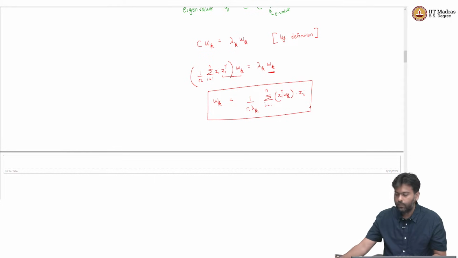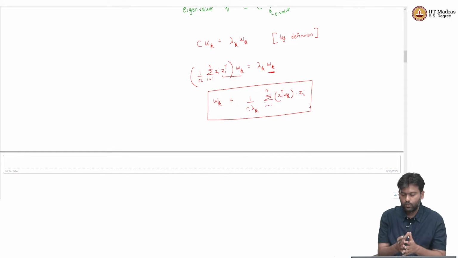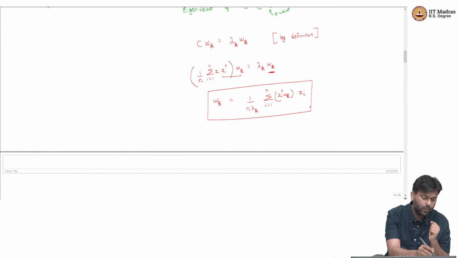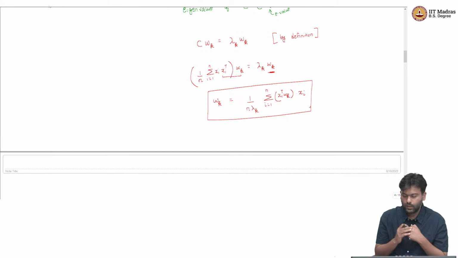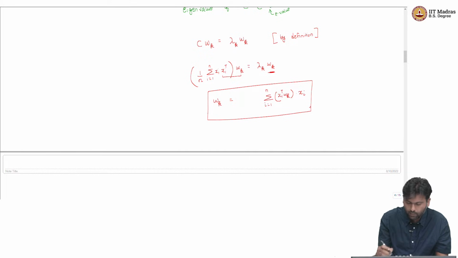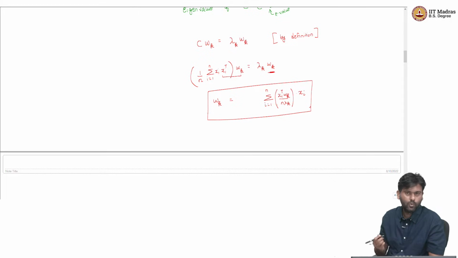Okay. Now, if you stare at this equation for a while, something interesting becomes clear. Now let me actually put this n lambda k inside, so it does not really matter. I will tell you why I do this. Yes, so both are exactly the same.